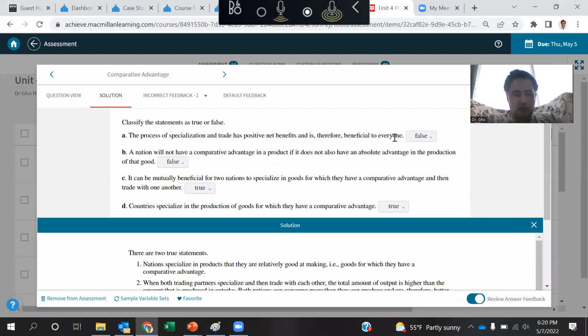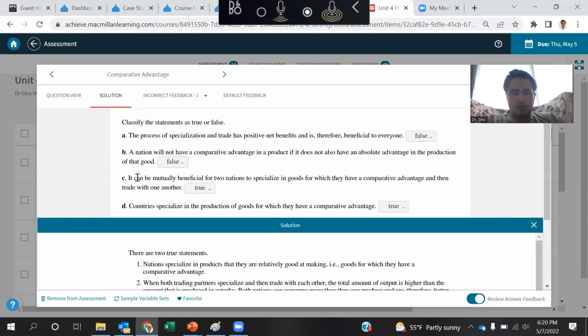The next one, a nation will not have a comparative advantage in a product if it does not also have an absolute advantage in the production of that good. That is false. You could have little tiny countries that will still trade with big countries because both are better off. As long as there's a comparative advantage, then there are gains from trade.